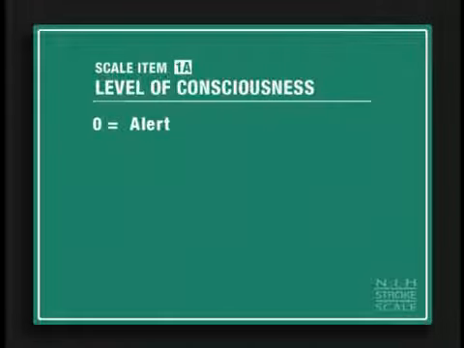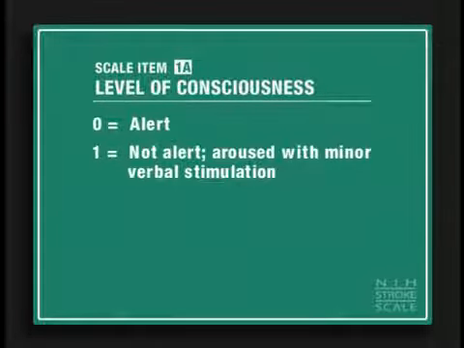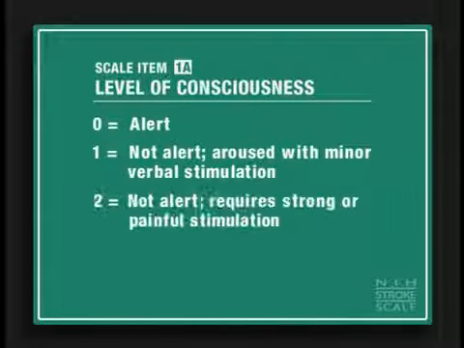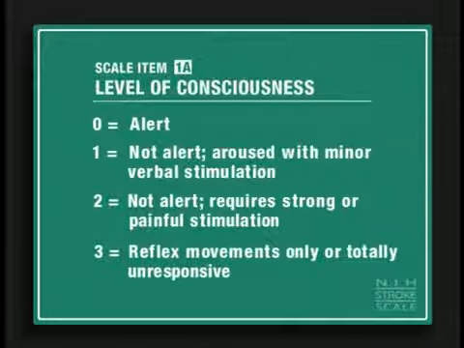Score a 0 if the patient is alert and keenly responsive. Score a 1 when the patient is not alert but can be aroused with minor verbal stimulation. Score a 2 for the patient who is not alert and requires repeated stimulation to attend, or who requires strong, painful, or noxious stimulation to make movements. Score a 3 if the patient makes only reflexive posturing movements in response to repeated painful stimuli. A patient with a 3 on this scale item is generally considered to be in a coma.